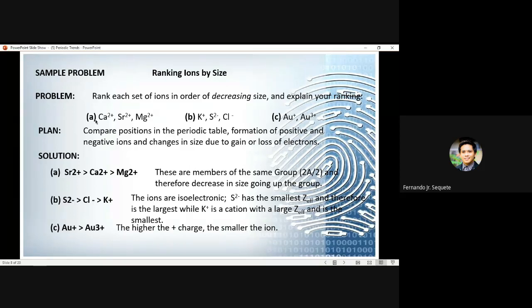For letter A, we have calcium 2+, strontium 2+, and magnesium 2+. For letter B, we have potassium +, sulfur 2-, and chloride ion. And then you also have Au, sorry, gold. Ag is silver. Au is gold. So Au+, and then you have Au3+. Let's try this, sir.